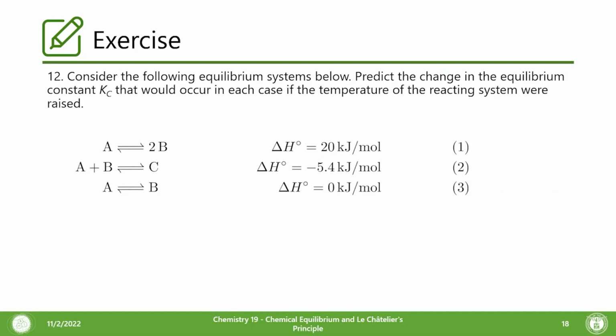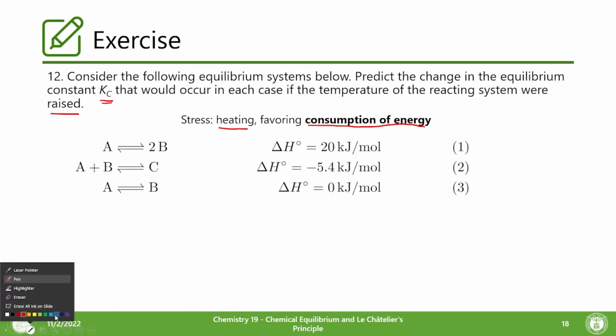Okay? So let's take a look at some of these examples. Consider the following equilibrium systems below. Predict the change in the equilibrium constant Kc. Okay, so it's just dependent on the concentration that would occur in each case if the temperature of the reacting system were raised. So if we increase the temperature, remember that by heating, we are favoring the consumption of energy. So by consuming it, we have to move in the direction away from energy. Okay, makes sense? Let's see.